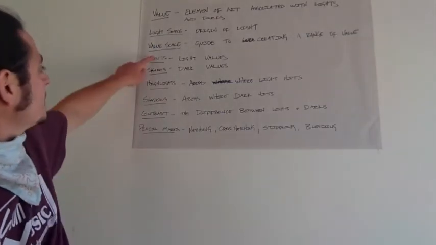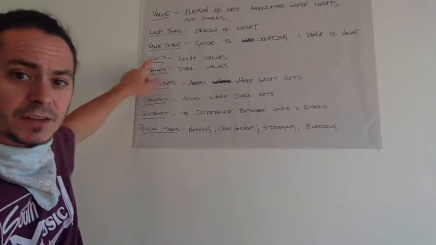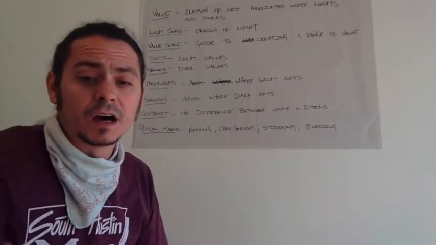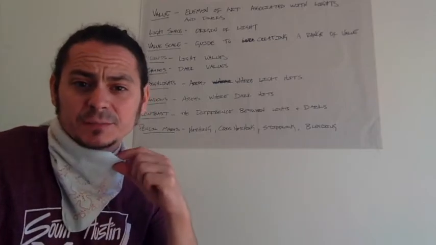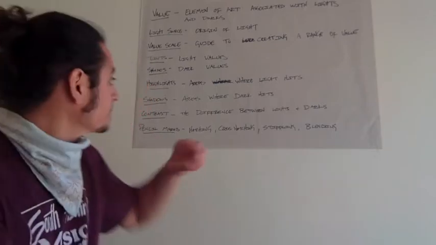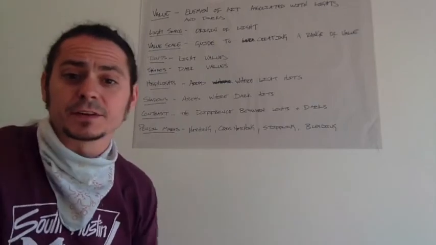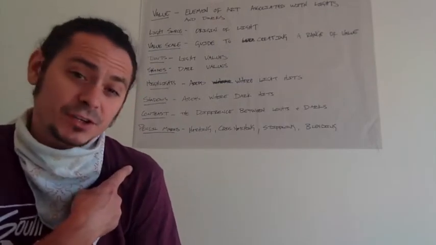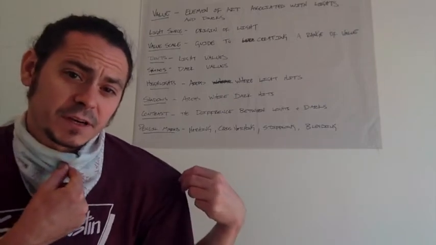Tints. So tints and shades kind of go together. Tints are very light values, almost white, like my bandana has a light tint to it. And shades are dark values. So if my bandana has a light tint to it, my shirt has a dark shade. So pretty obvious there, right?